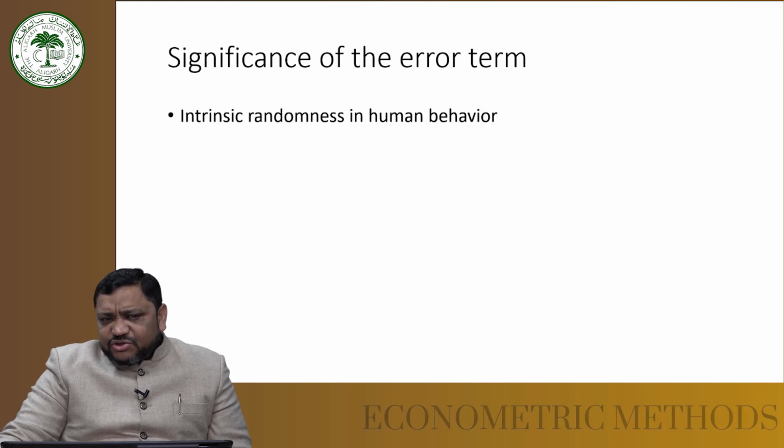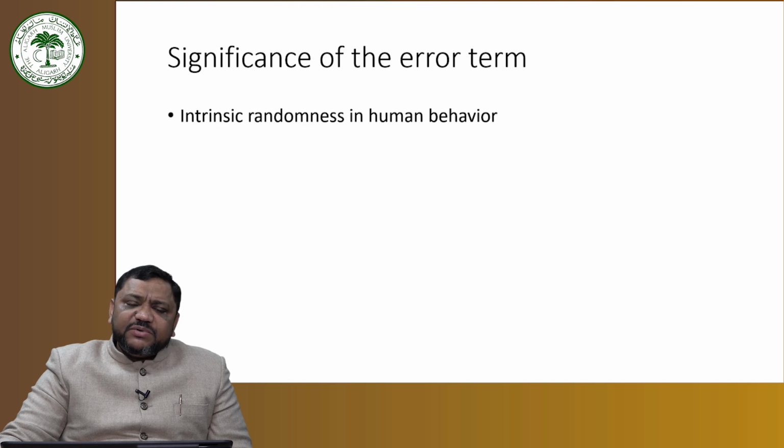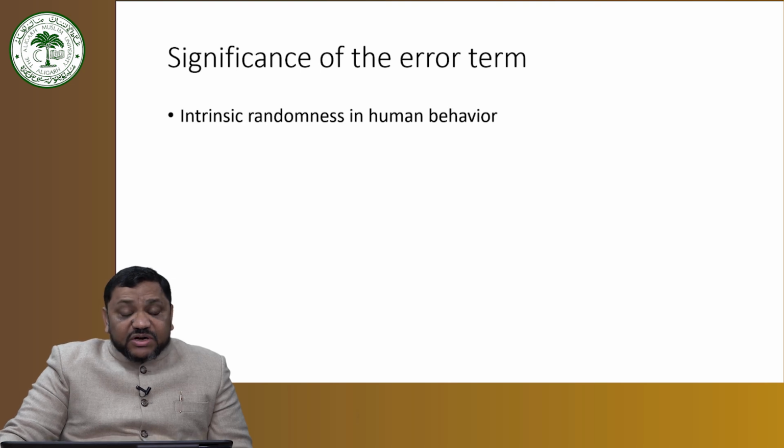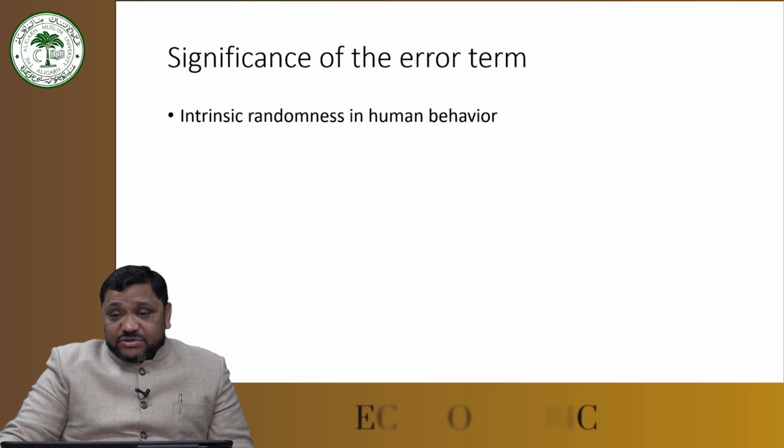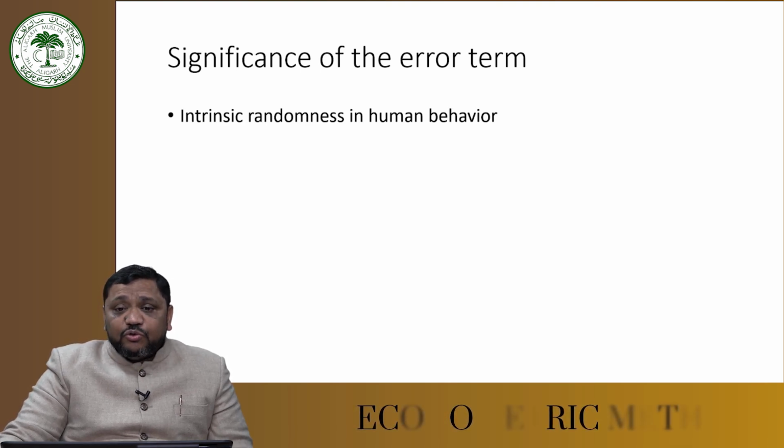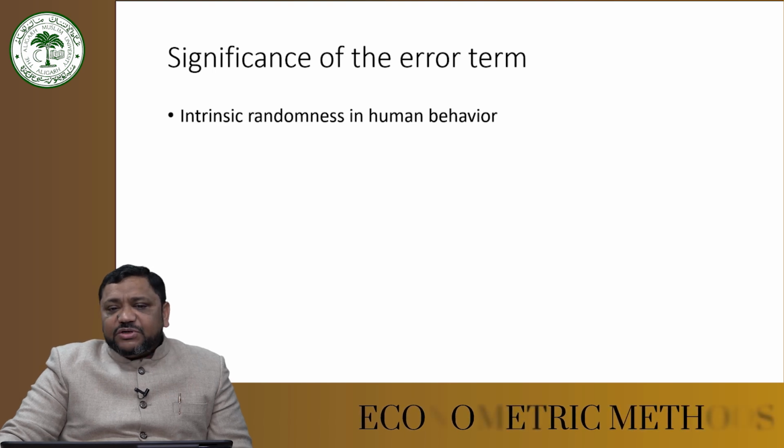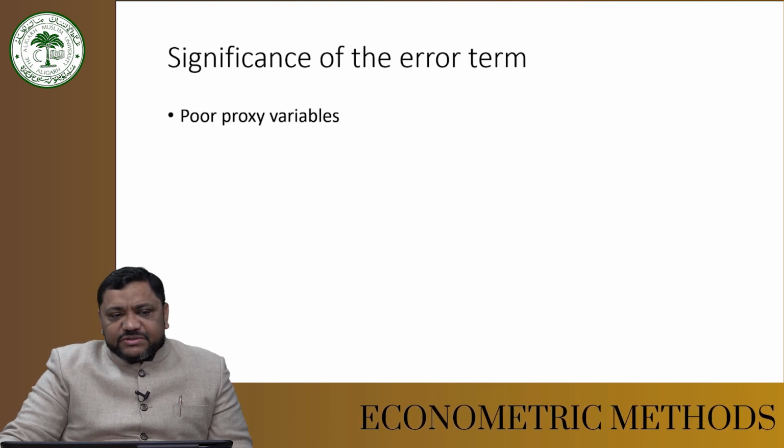Then comes the intrinsic randomness in human behavior. Even if you manage to incorporate all the variables into the model, there will inevitably be some inherent randomness in individual outcomes that is yet to be explained, regardless of the efforts. The disturbance, represented by the error term variable u, may indeed capture this intrinsic randomness.